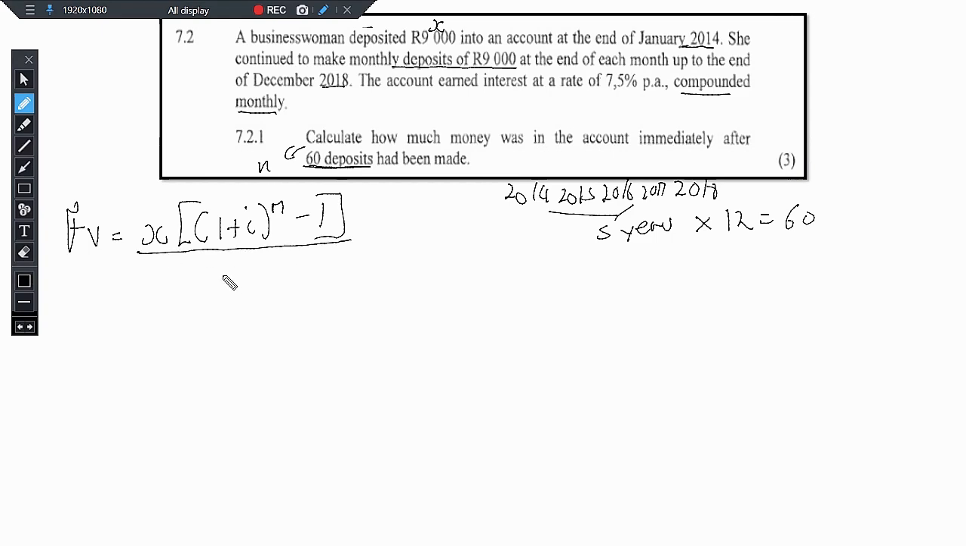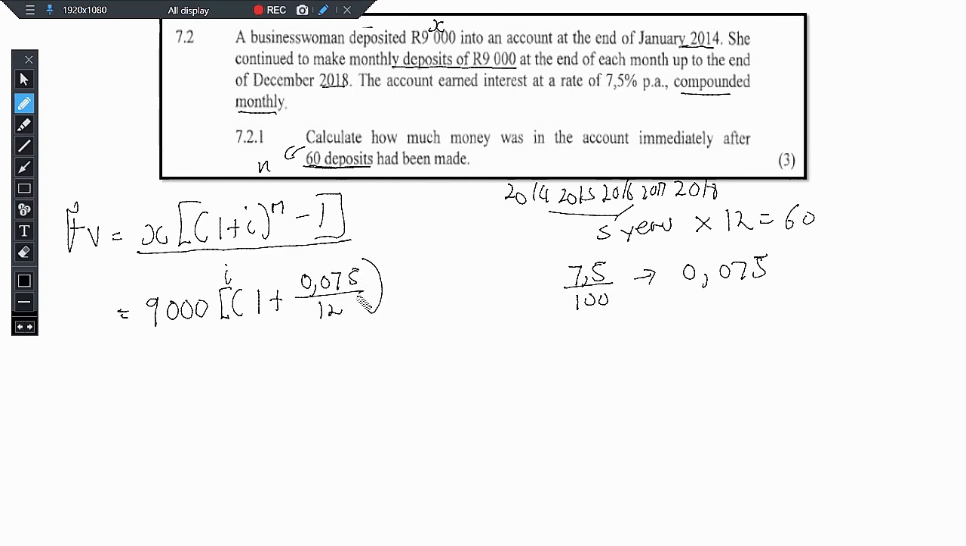And then it's just a matter of substituting all that we've been given into the formula. So the X is 9,000. And then we have 1 plus the interest 7.5, but then remember it's 7.5 over 100, which now gives us 0.075. And then 0.075 over the compounding period. So it's monthly, we have to say over 12, right? And then N, 60, the number of deposits made, then over 0.075 over 12, right? So always remember to divide by the compounding period.